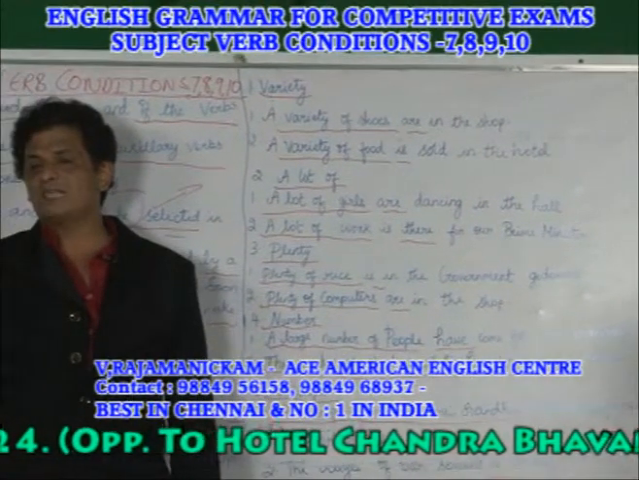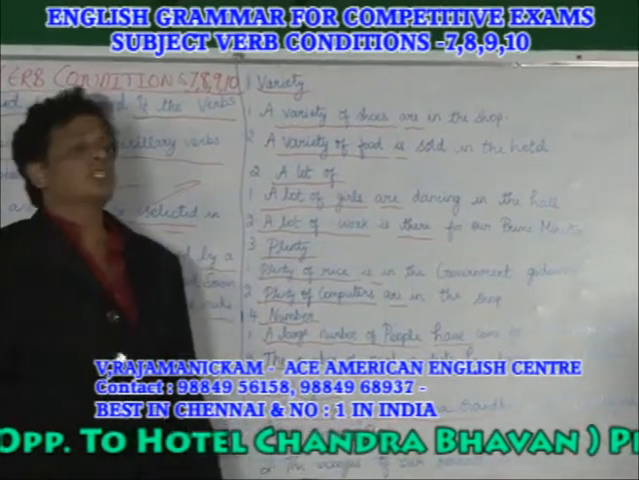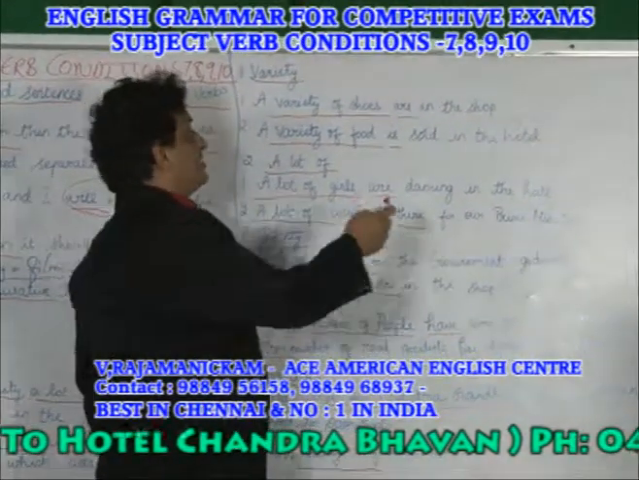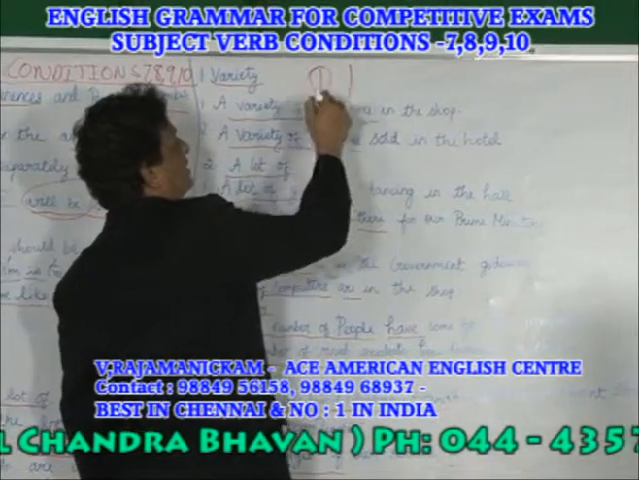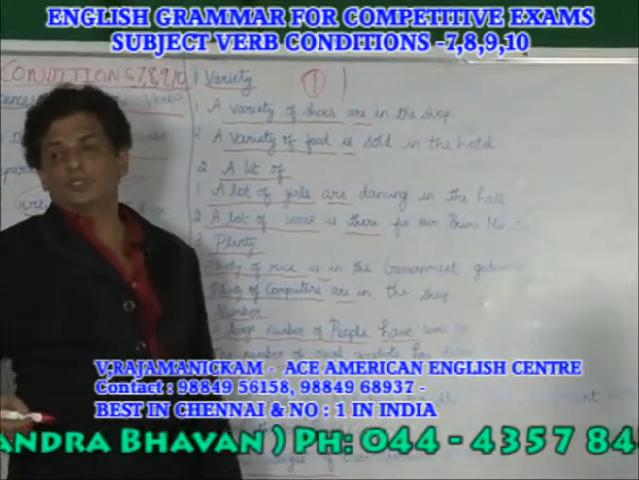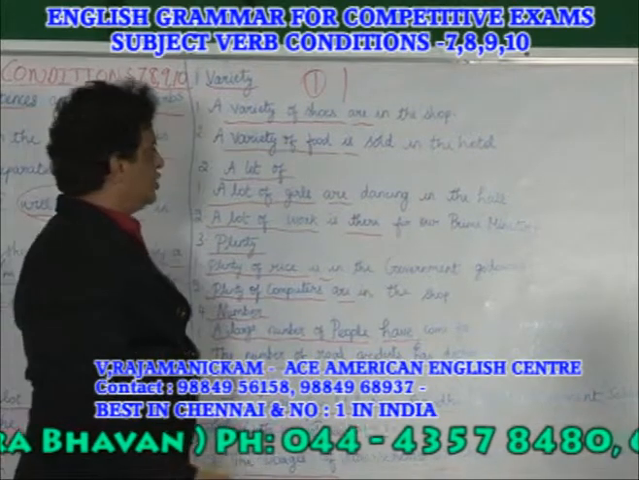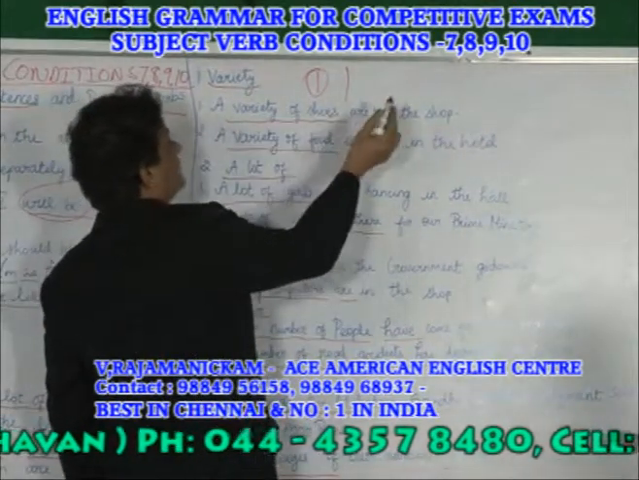Why can't you use is? Variety of shoes, different varieties. Slippers, shoes, what type of shoe? A cut shoe, pointed shoe, a knee shoe. So, variety of shoes are in the shop.